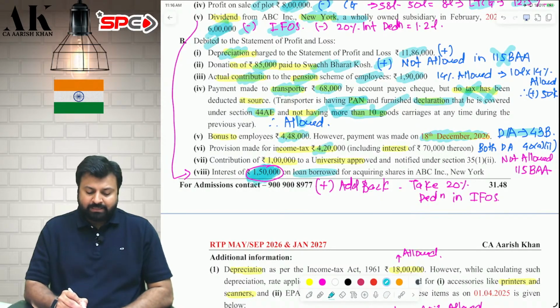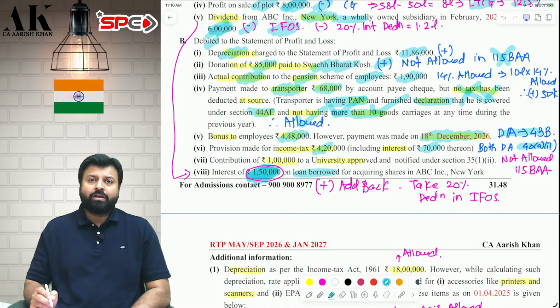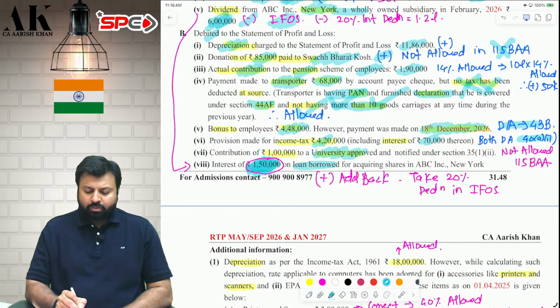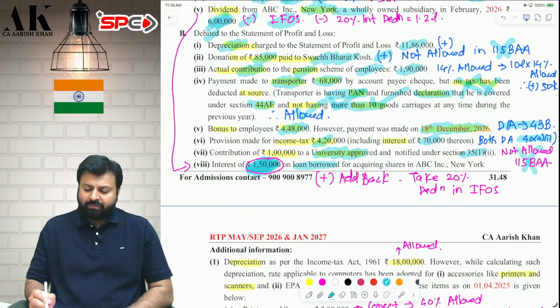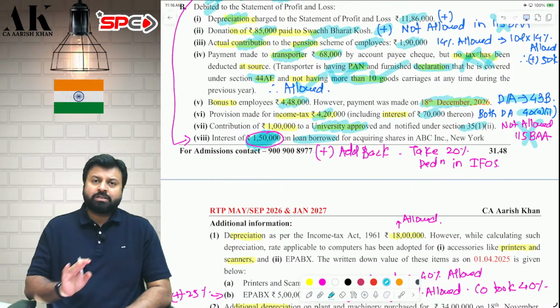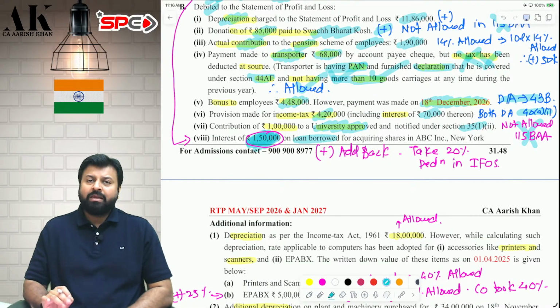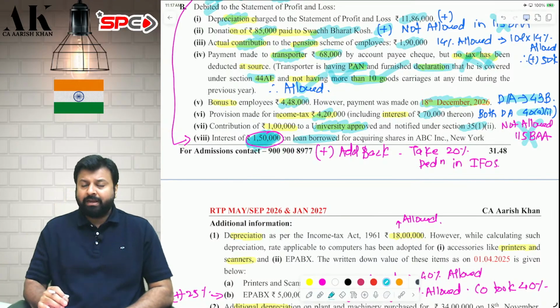Next is income tax. Income tax is disallowed. The interest on income tax is also disallowed under section 40(2). Both of them are disallowed. Next, you are giving some donation to a university which is approved under 35(1)(ii). That is Scientific Research Association. Therefore, that is not allowed in 115BAA, therefore disallow that. This donation to Scientific Research Association is disallowed under PGBP under 115BAA. Under normal provisions it is allowed, under 115BAA it is not allowed.